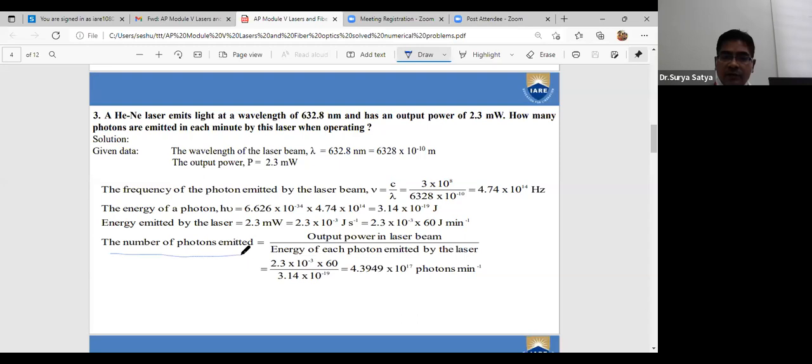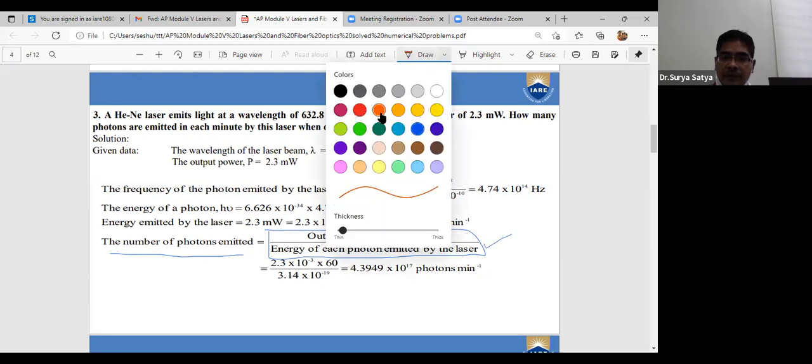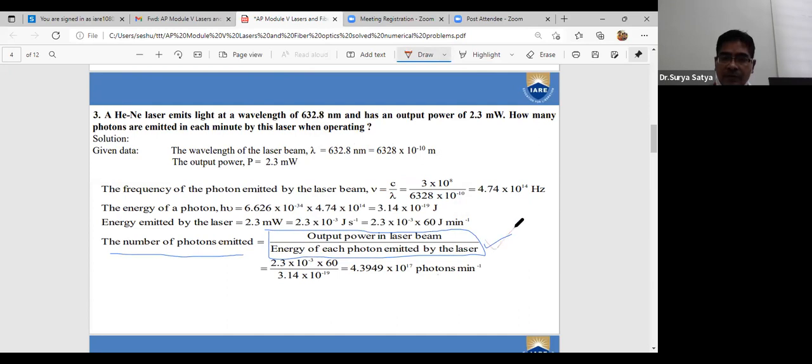The number of photons emitted is equal to the output power in the laser beam divided by the energy of each photon emitted by the laser beam. So this is the expression you have to note down. The number of photons emitted is equal to the output power of the laser beam divided by the energy of each photon emitted by the laser.